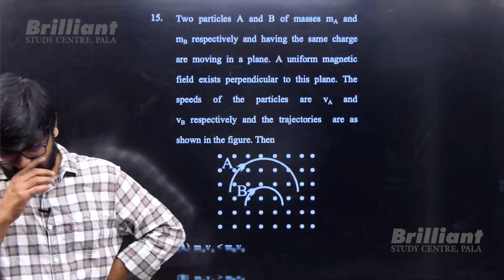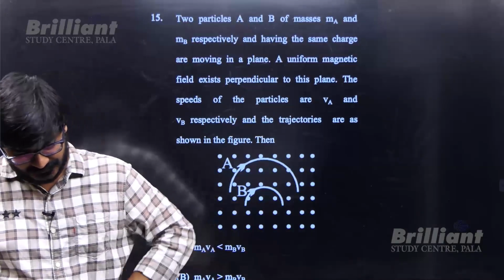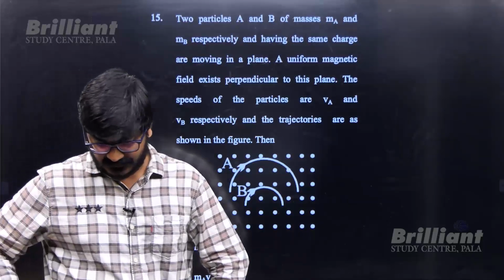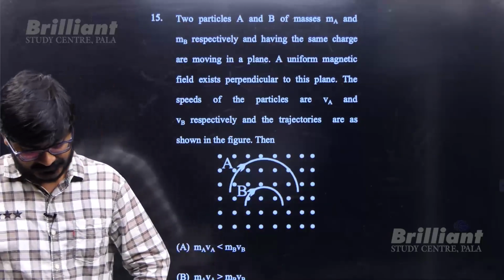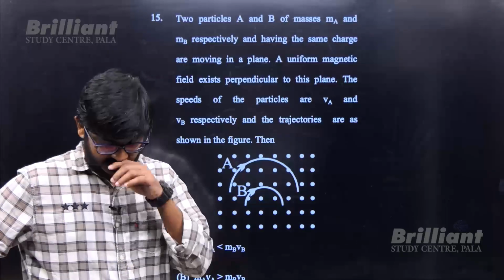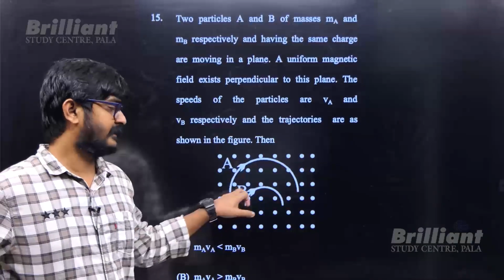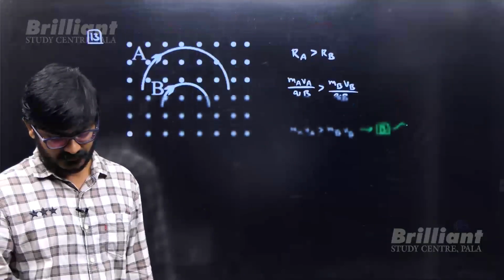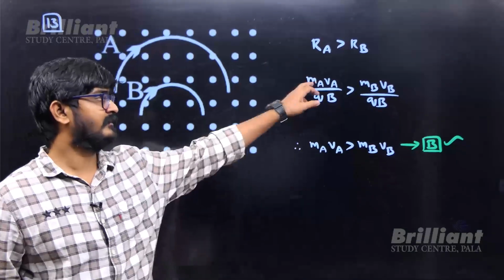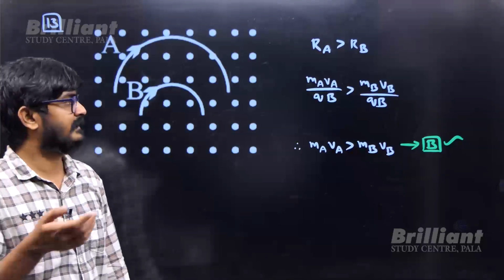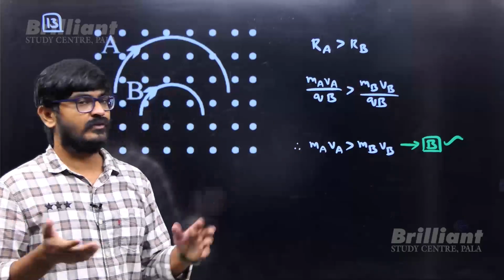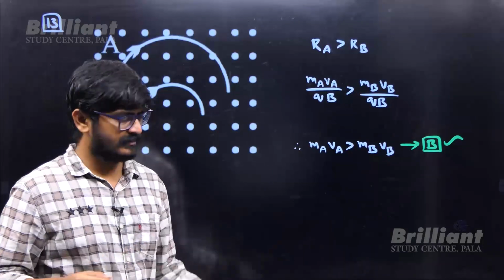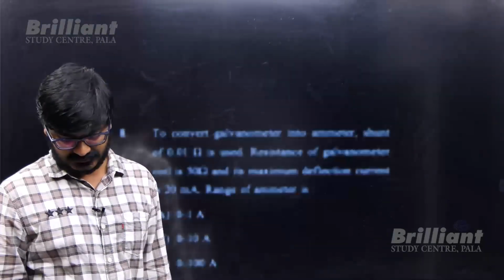Two particles A and B of masses MA and MB respectively, having the same charge, are moving in the plane. A uniform magnetic field exists perpendicular to the plane. The speeds of the particles are VA and VB. You can see that the radius of A is greater than the radius of B. Radius will be given by mv by qB. If you don't know, you can quickly do it by qvB equal to mv square by r and get it. So from there you can get option B as correct. It's everything from the figure.